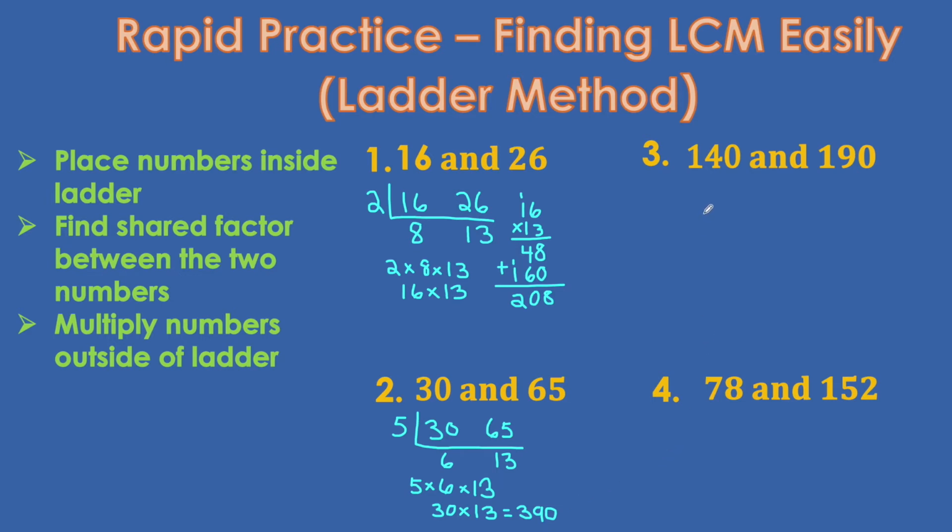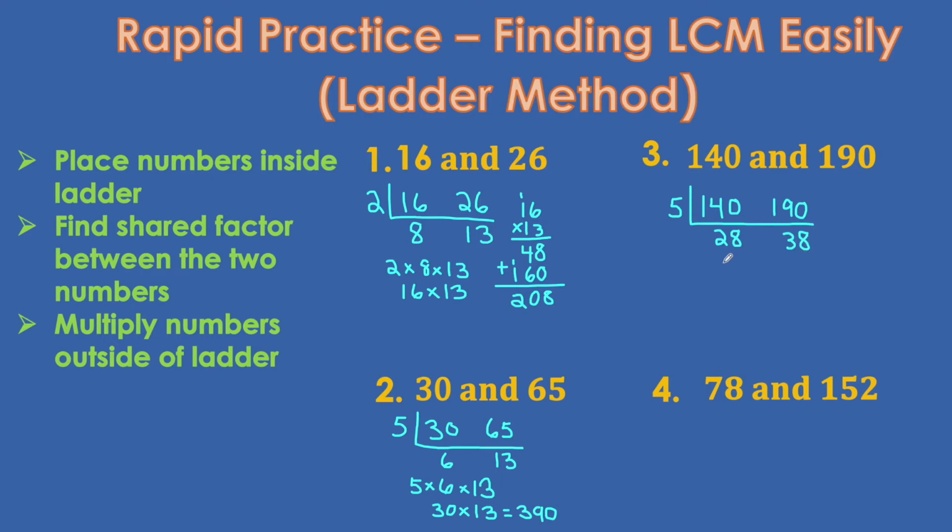Moving on to number 3. LCM, least common multiple between 140 and 190. Going to write the numbers down. Draw our L-shaped sign. Find the common factor between 140 and 190. You can try the number 5. 5 goes into 140 28 times. 5 goes into 190 38 times.